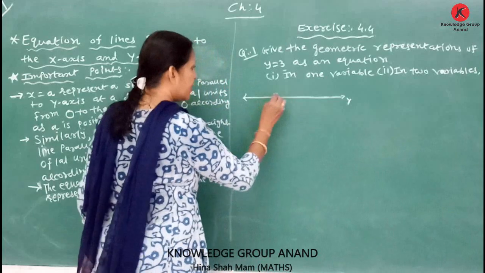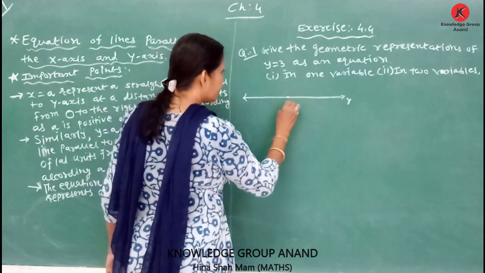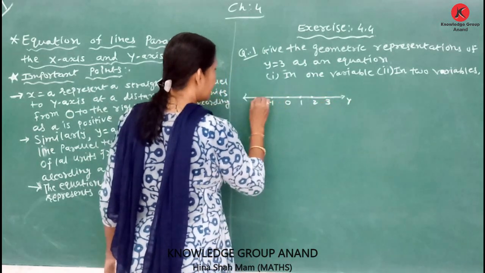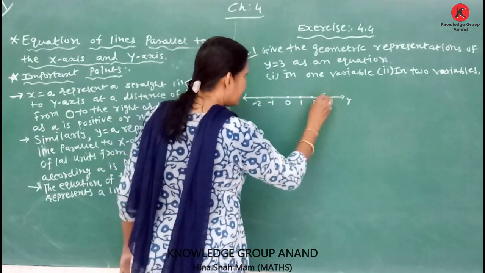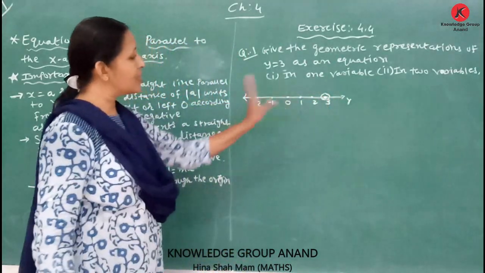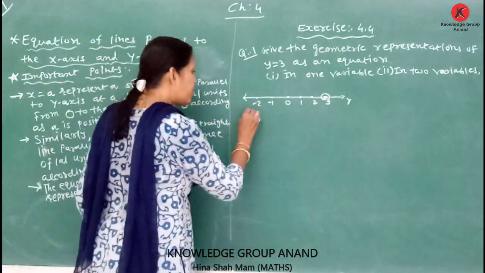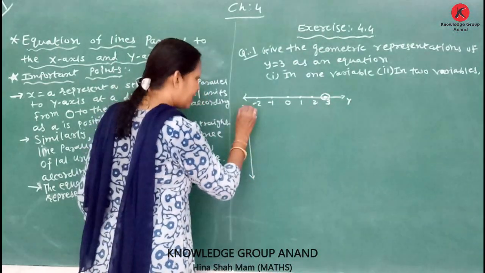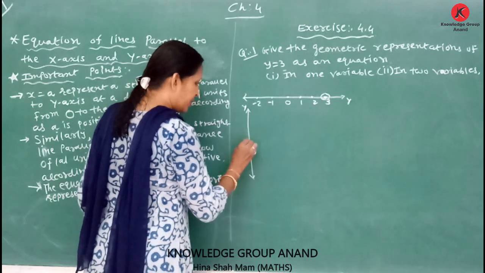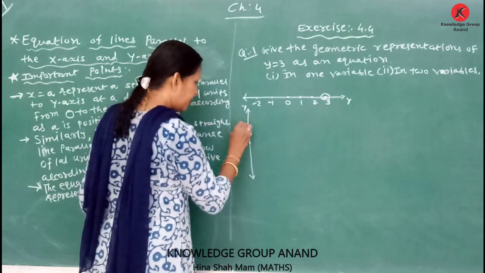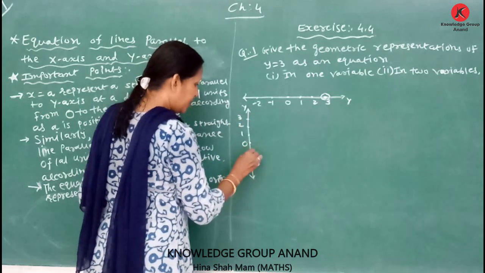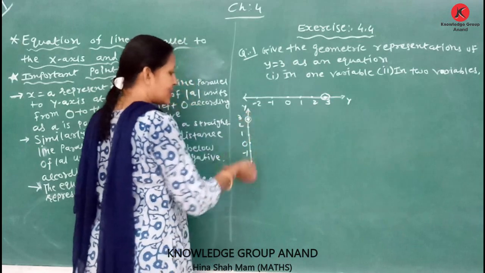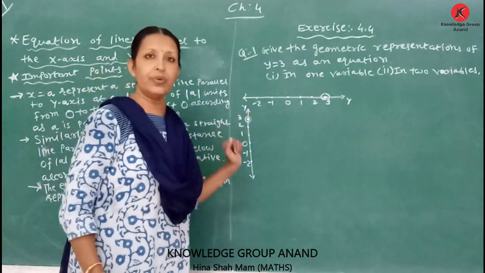Here I write the number line: 0, 1, 2, 3, minus 1, minus 2. This is the representation in one variable. Or suppose you draw a vertical line and write y: 0, 1, 2, 3, minus 1, minus 2. You denote it here as y is equal to 3.